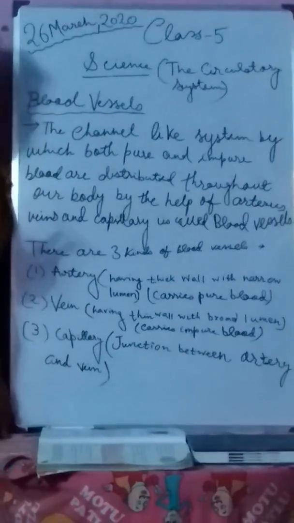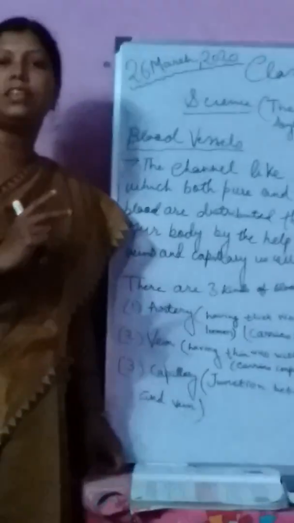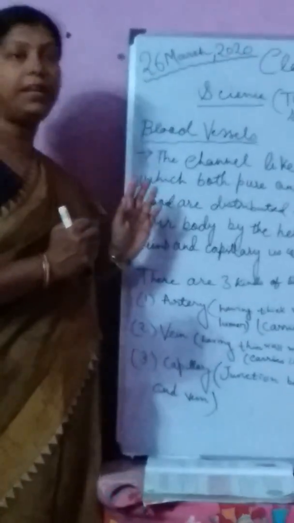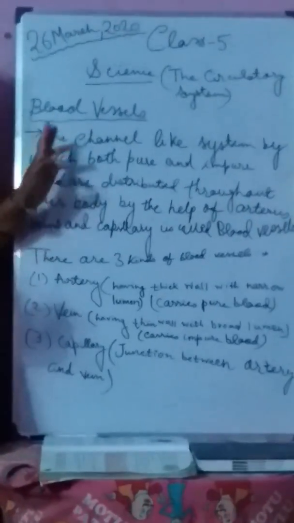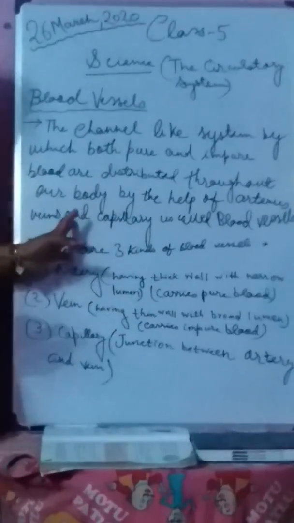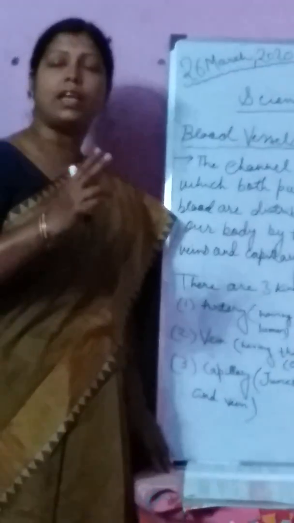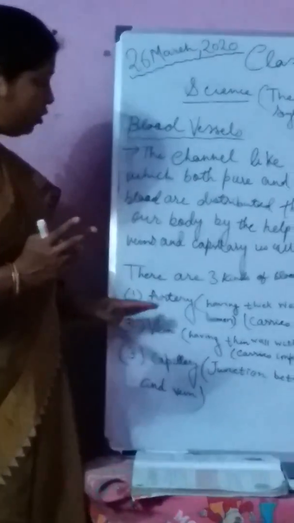So what are actually blood vessels? Blood flows through a network of tubes and channels in our body. They are known as blood vessels. But the definition you see here, it is the channel-like system by which both pure and impure blood are distributed throughout the body. Now, how is it distributed throughout the body? With the help of arteries, veins and capillaries. Now I am going to explain to you about arteries.